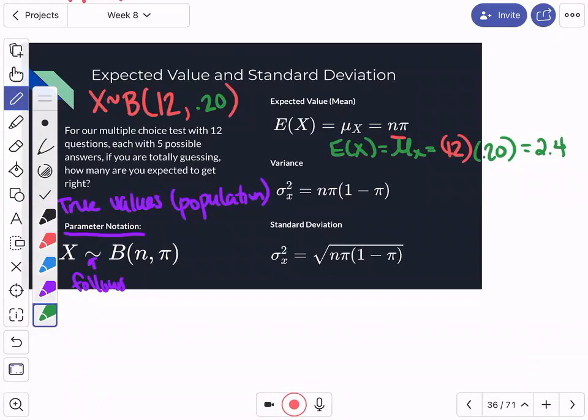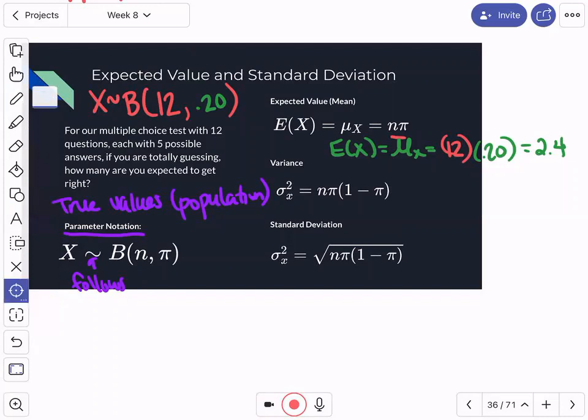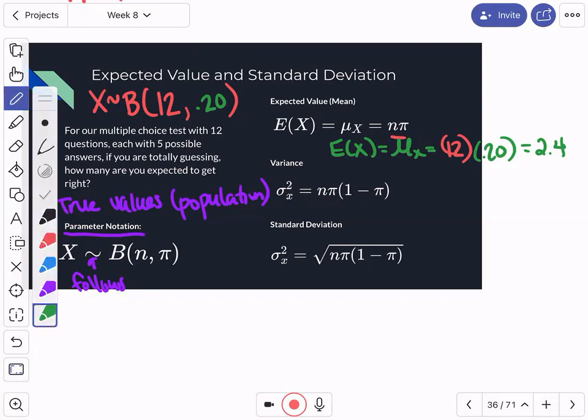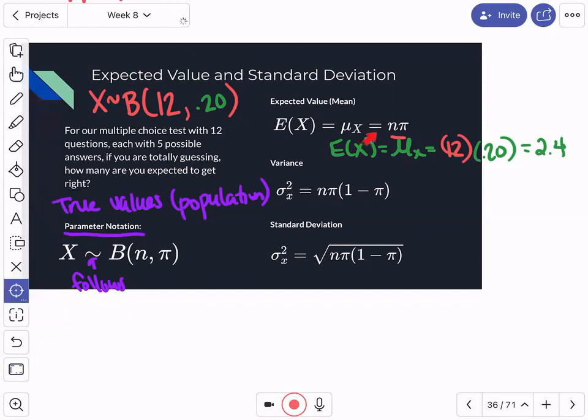I can find the variance and the standard deviation by doing this. The variance is just n times pi times 1 minus pi. Well, we know that n times pi already is what? What's n times pi? That's already 2.4 for us, right? So the first part is just 2.4.